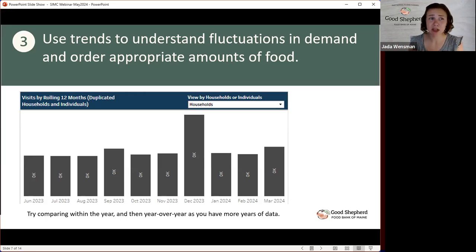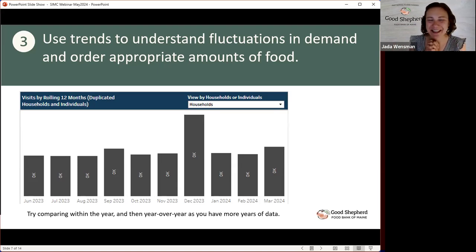Another example might be you have seasonal workers or some other seasonal community that comes into your area during a certain time of year. Some parts of the state, that's the summer. And so you might see a spike in demand in that time of year. You might see more visits in that time of year. And how much that demand increases in 1 year can help you plan for the next.